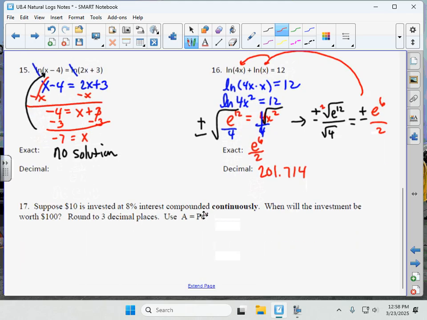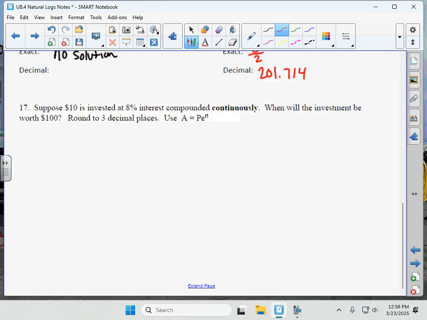All right, and last one, word problem. Suppose $10 is invested at 8% interest compounded continuously. When will the investment be worth $100? Round to 3 decimal places. Okay, so we did a problem like this on, I think it was a bonus question on the Unit 7 test, where you just guess and check values. Well, this is using algebra to actually solve it.